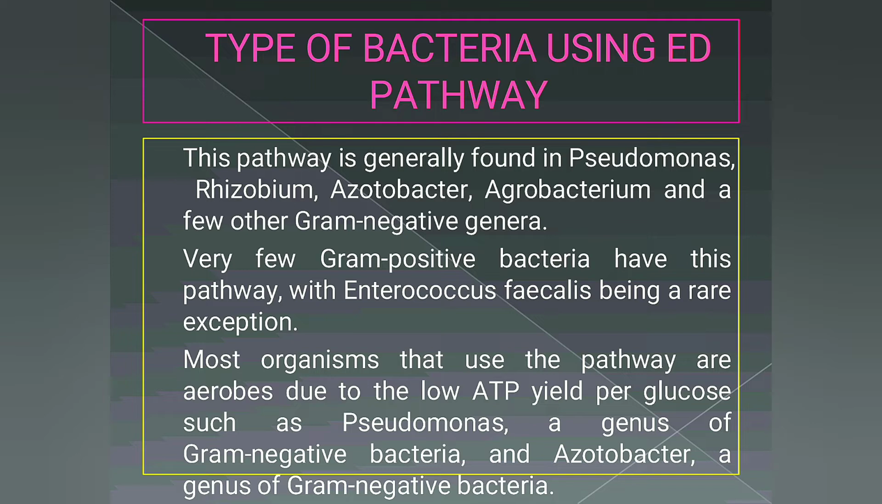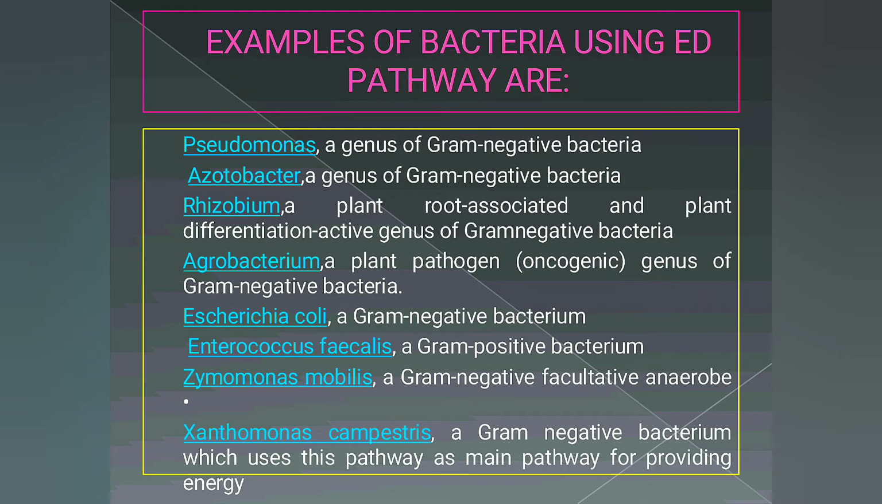Acetobacter is a genus of gram-negative bacteria. Examples of bacteria using the ED pathway: Pseudomonas, Acetobacter, Agrobacterium, Rhizobium, E. coli, Enterococcus, Zymomonas species. These are some examples of the ED pathway.